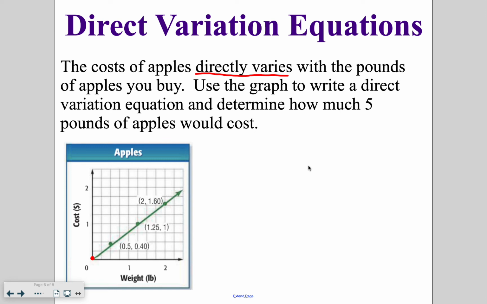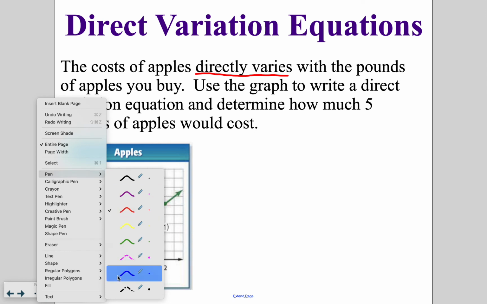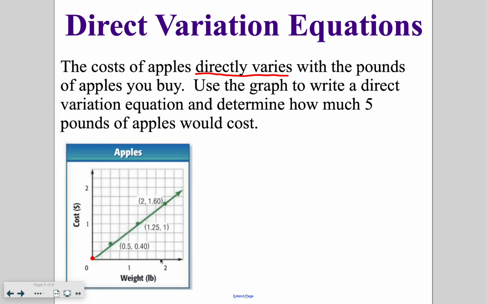Now we need to use our graph to write the direct variation equation and then determine the cost of 5 pounds of apples. So to start with writing our equation, your job is to pick one coordinate pair out of the graph. I'm going to just use this first coordinate pair here. When I do this, I need to set up to find my k value. So I'm going to take my y value, which is 0.40, over 0.50. When I divide those, I find that my k value is equal to 0.8.